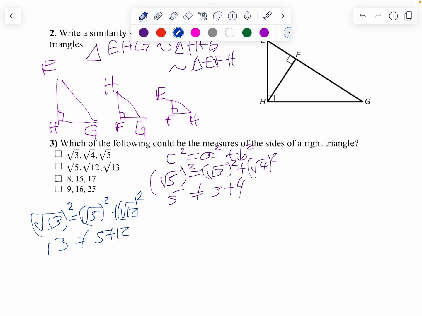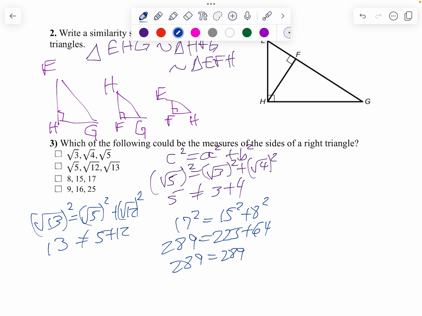How about my third one? Is 17 squared equal to 15 squared plus 8 squared? 17 squared is 289. 15 squared is 225. 8 squared is 64. Oh, look at that. 289 equals 289. There is my right triangle.